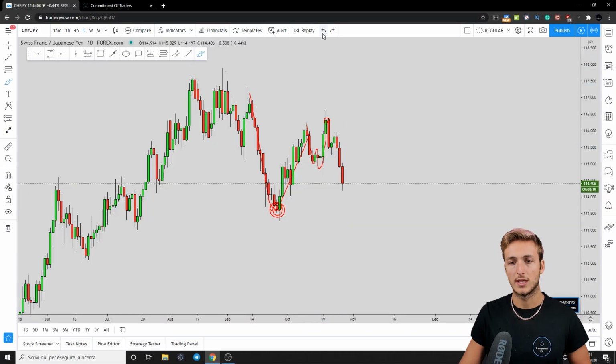But at the moment, what we can see is that the market is creating an overextended formation to the downside, breaking below this structure.